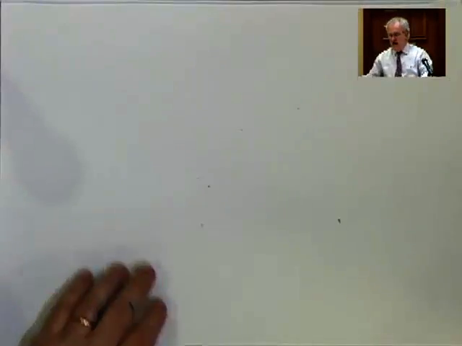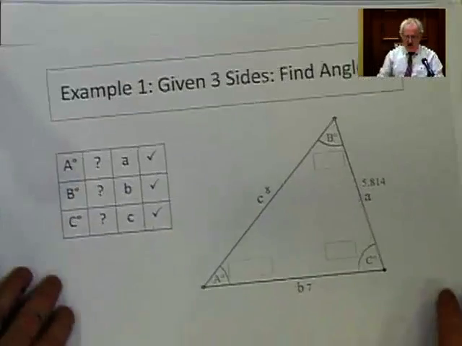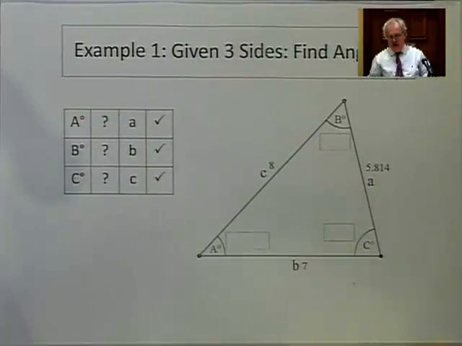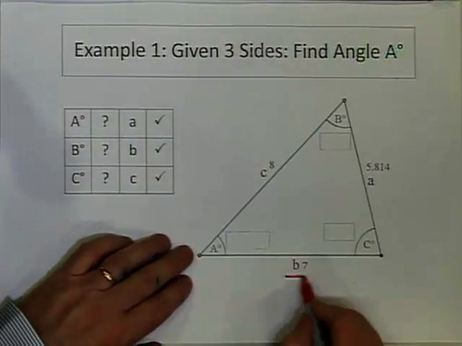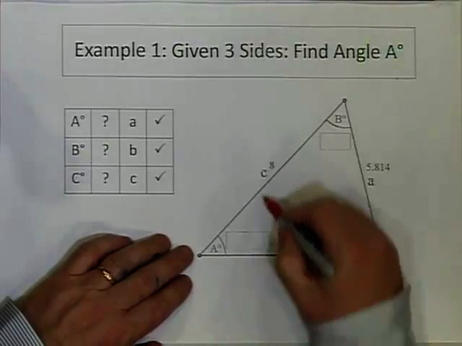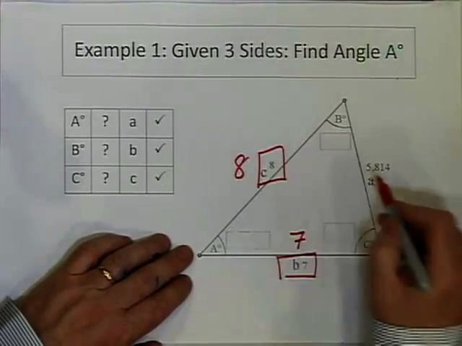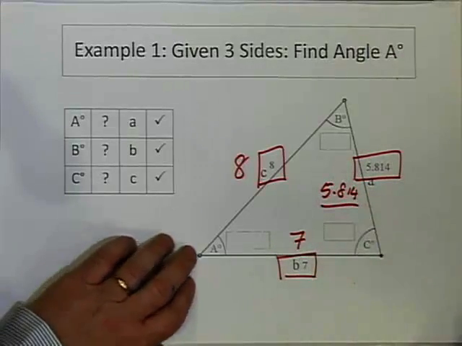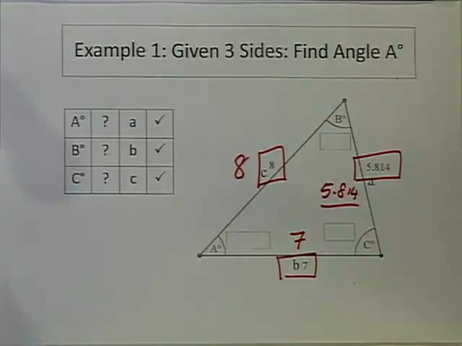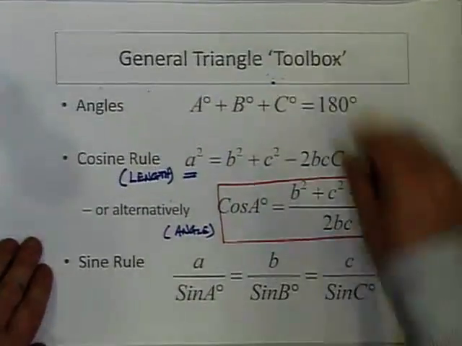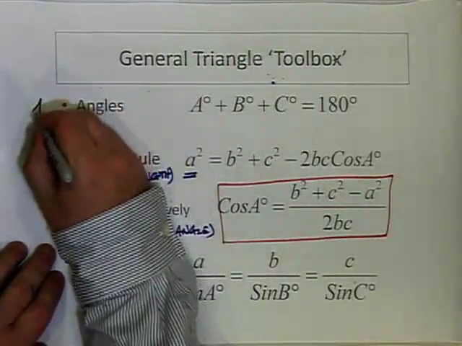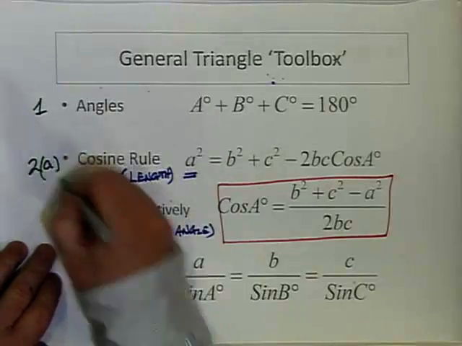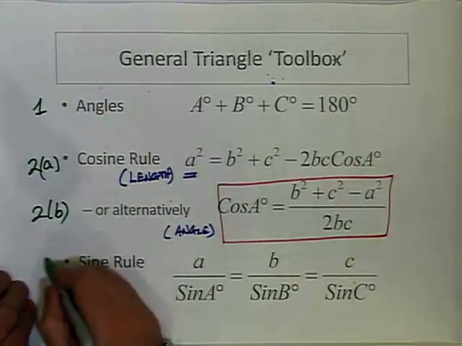I'm going to start with example 1. You're given 3 sides and you have to find the angle A. You're told B is 7, C is 8, and A is 5.814. So what I'm asking you to do is tell me, which of these do I use? Do I use 1, 2A, 2B, or 3?